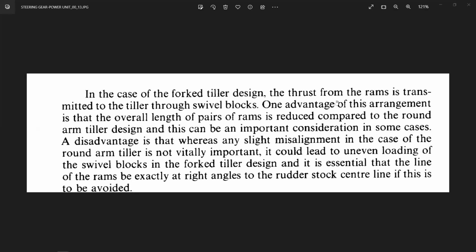See, one advantage of the fork design arrangement of the tiller arm is that the overall length of the pairs of the rams is reduced. So you do not require that much long arms, compared to the round arm tiller design, which can be an important consideration in some cases. A disadvantage is that any slight misalignment in the case of the round tiller arm is not vitally important, so it could lead to uneven loading of the sliding blocks, and in the fork tiller design, it is essential that the line of the ram be exactly at right angles to the rudder stock center line to avoid it. That means what they're saying is that this fork tiller design can take a little bit of misalignment, but that round design where you have a crosshead will require the centering to be perfect.